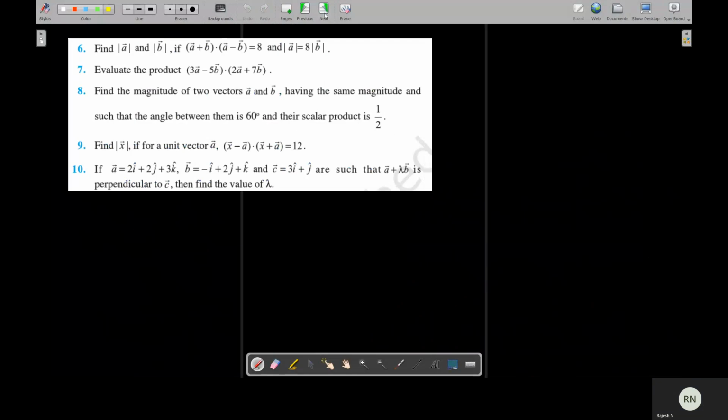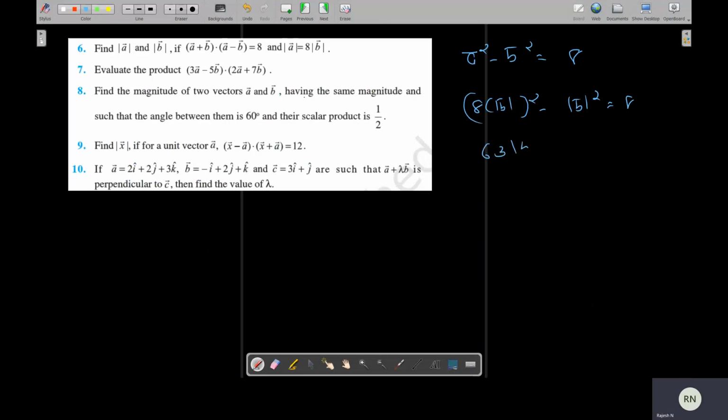Next. Find modulus a bar and modulus b bar, if (a bar plus b bar) dot (a bar minus b bar) is equal to 8 and modulus a bar is 8 times modulus b bar. So (a bar plus b bar) dot (a bar minus b bar) means a bar squared minus b bar squared is equal to 8.